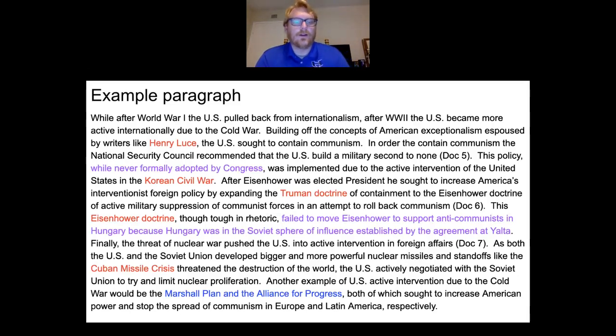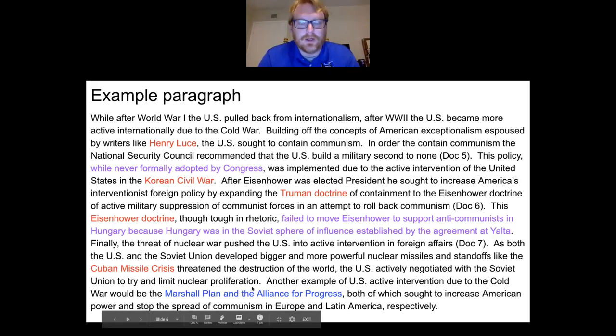Finally, the threat of nuclear war pushed the U.S. into active intervention. Again, you see how I'm supporting it, right? When we talk about what is the change in American foreign policy, is that push into active intervention. As both the U.S. and the Soviet Union developed bigger and more powerful military nuclear missiles and standoffs, like the Cuban Missile Crisis threatened the destruction of the world, the U.S. actively negotiated with the Soviet Union to try to limit nuclear proliferation.